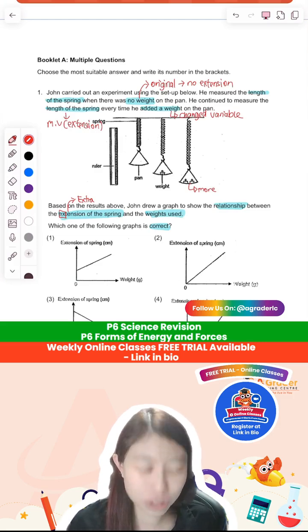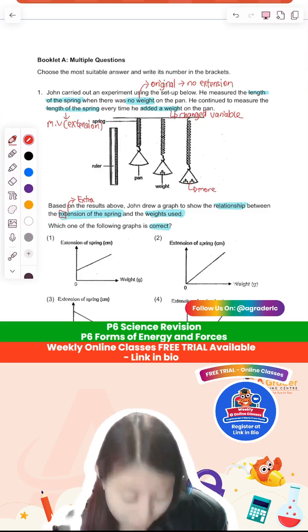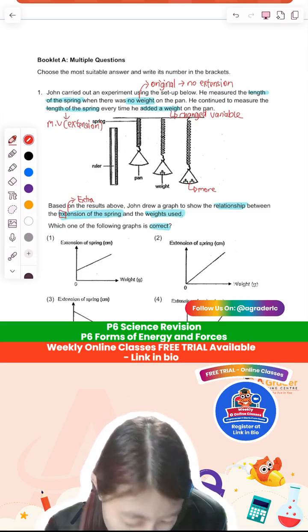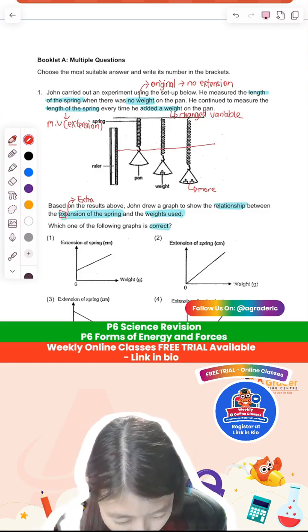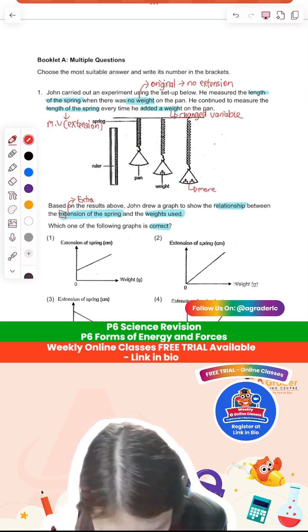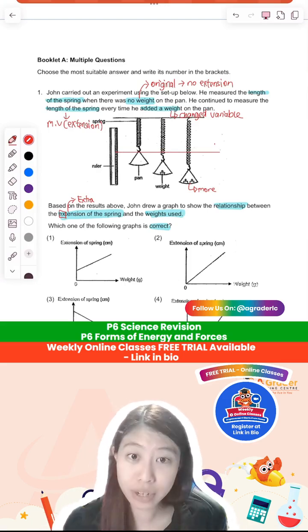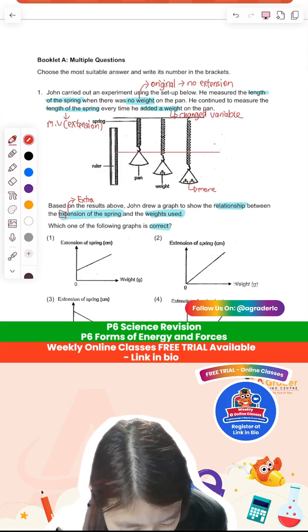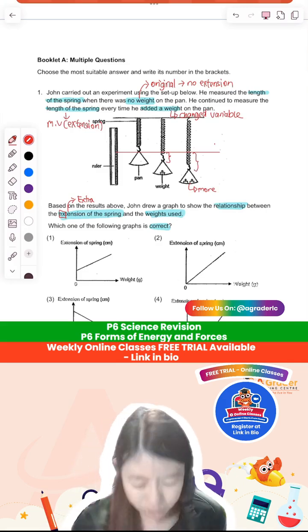What happened to the extension? Does anyone know? Yes, extension, take note. Where is my extension? This is the original length of the spring. Let me try to draw a straighter line. Okay, this is the original length of the spring. All right, the extension is here.